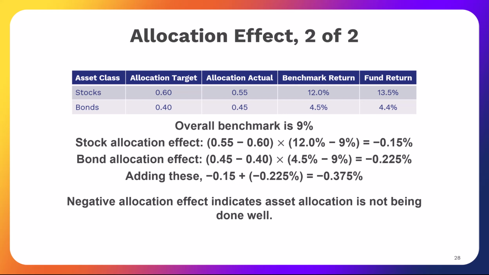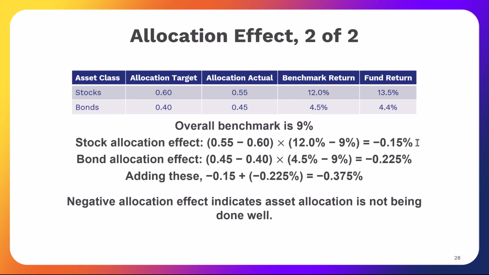So I think it's easier to see this in an example. The overall benchmark, the bogey benchmark, which would be our 60-40, 12.5 and 4.5, is 9%. So now we look at the allocation effect. We're at 55. We wanted to be at 60, so that's obviously negative. The benchmark earned 12, but our overall benchmark was 9.